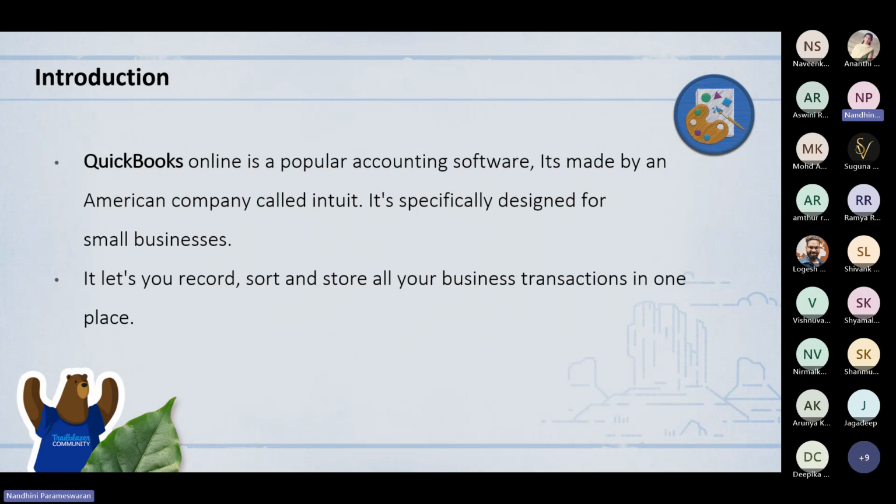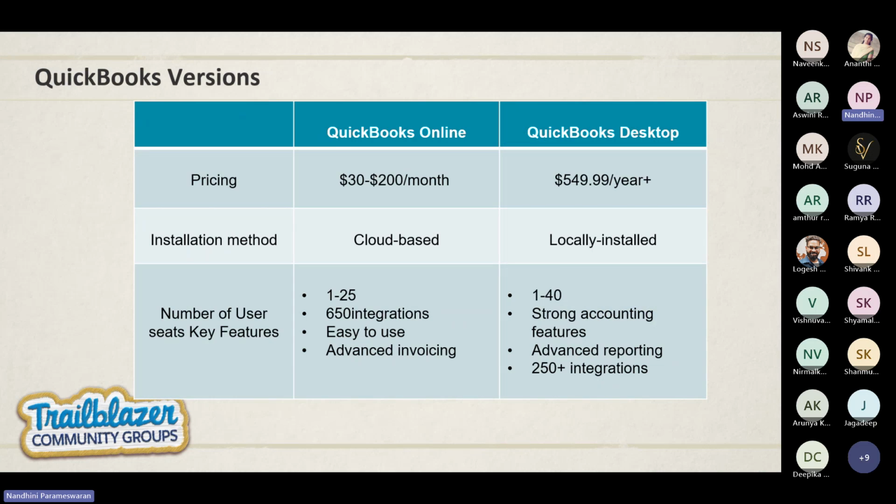Basically, QuickBooks has two versions. The first one is QuickBooks Online, and the second one is the desktop version. QuickBooks Online is a cloud-based application, so we can use it anywhere at any time. Its pricing starts from $30 per month to $200 per month. When it comes to desktop, we have to install it locally, and the pricing starts from $550 per year.